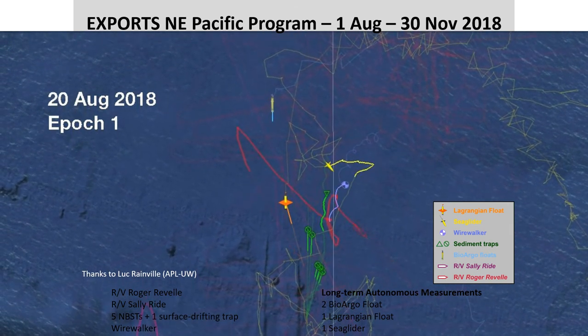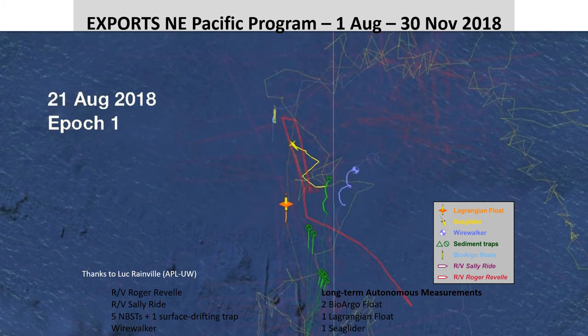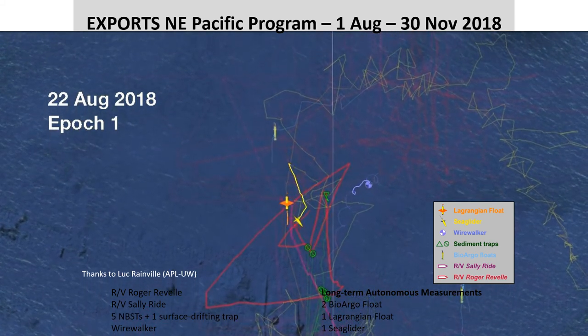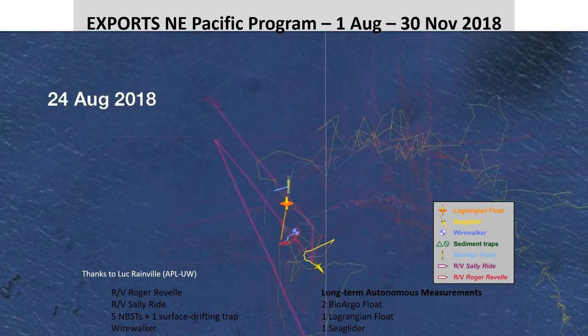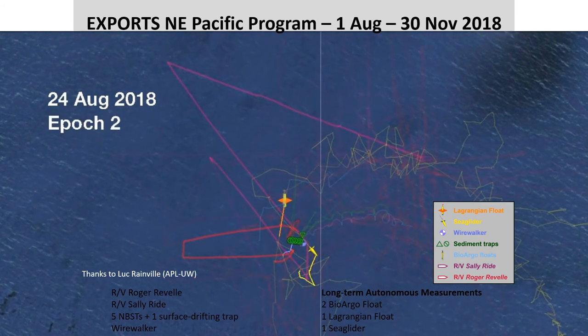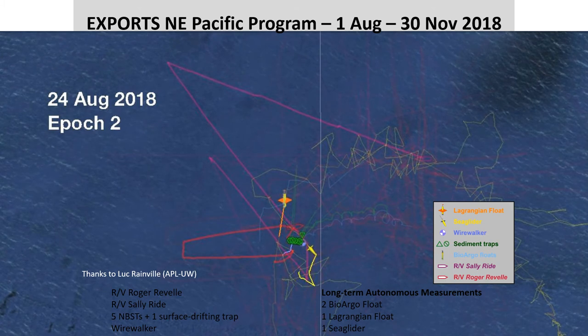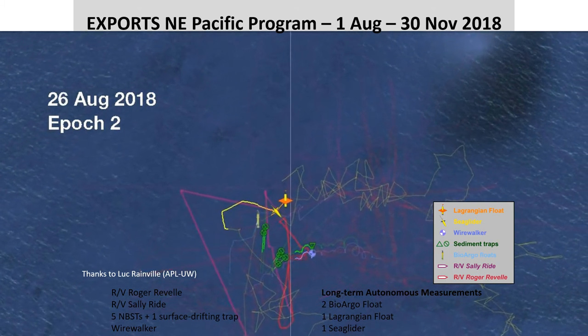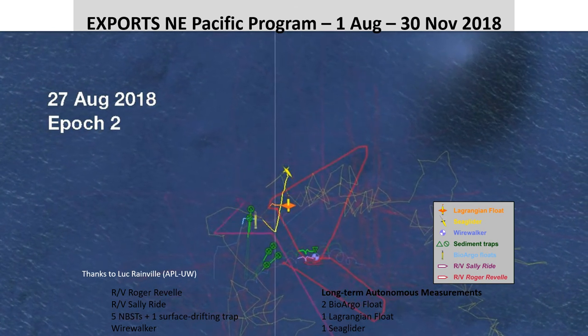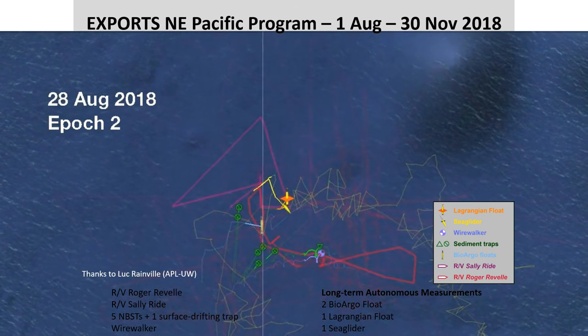that we were following. Short-term autonomous vehicles were deployed during three different epochs from the process ship, and two bio-argers were deployed during the cruise that stayed there, trying to offer us an insight about the science that we saw, how does it nest in a long-term processes in the area.